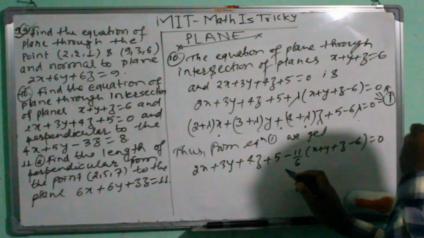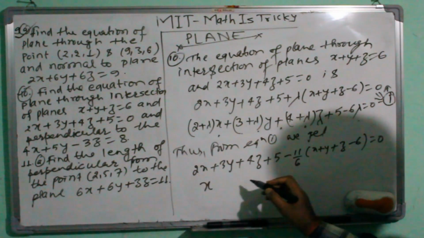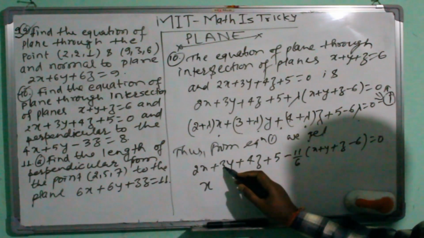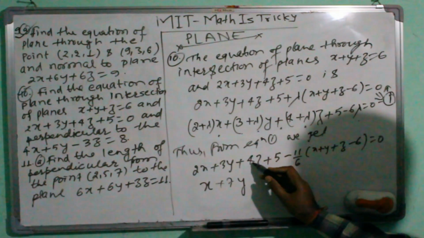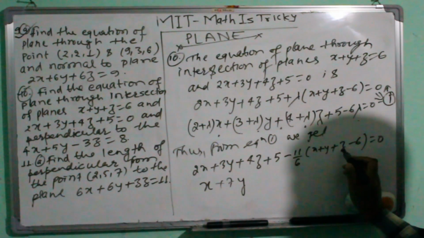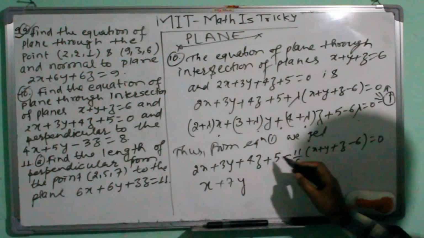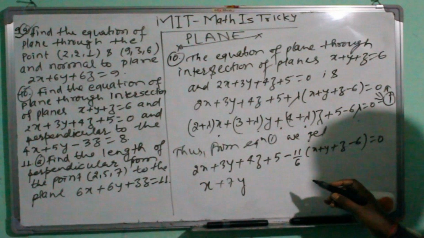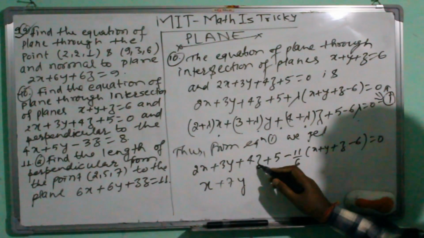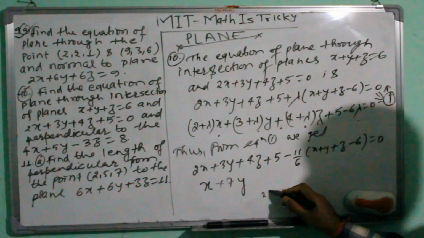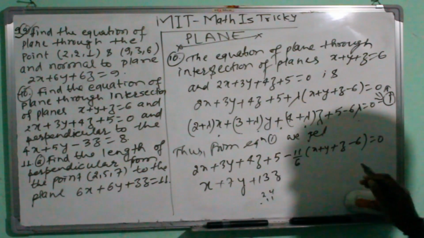If you multiply by 6, then 12 minus 11 is the coefficient of x, then 18 minus 11 is 7 for y, and for z, 24 minus 11 will be 13, so 13z, isn't it?